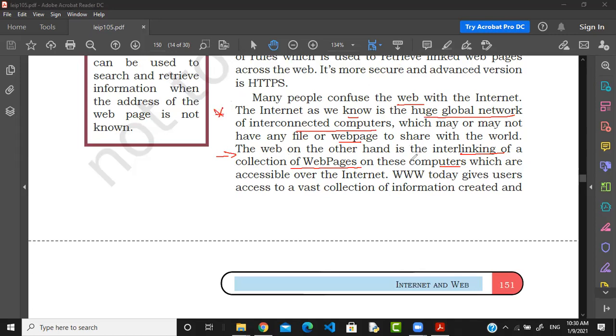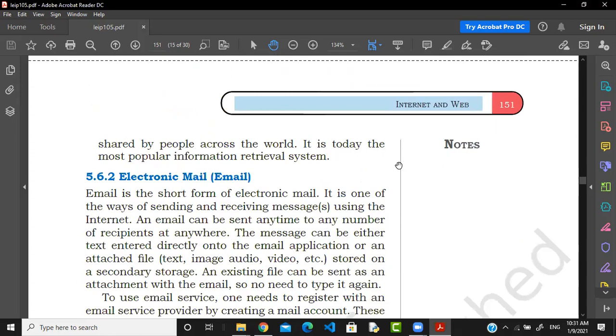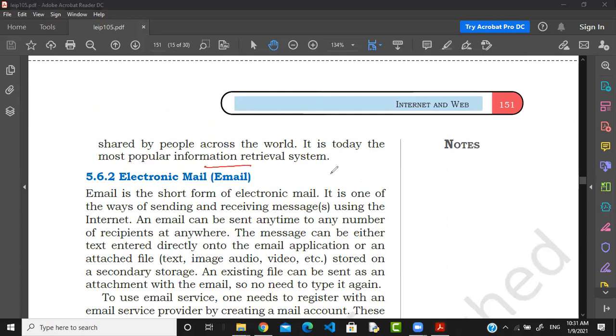What is the internet? The internet is a huge global network of interconnected computers. What is the web? The web is the interlinking of the collection of web pages on the computers which are accessible over the internet. www gives the user access to the vast collection of information created on the internet, created by several people and shared by people across the world. So today the www is the most popular information retrieval system. They can ask one question like this way: tell me the name of the most popular information retrieval system also.